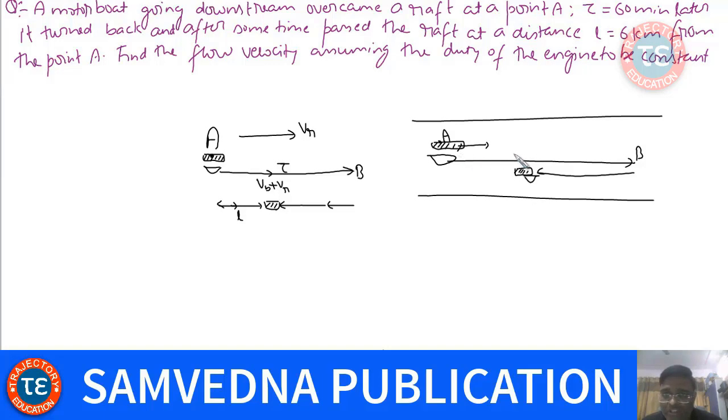While the boat moves in this direction, its velocity will be VB plus VR. While the boat moves in the opposite direction, its velocity is going to be VB minus VR. And the velocity of the raft will be VR. The raft will inherit the velocity of the river and will move with the velocity of the river. This distance is given to you, this is L. So suppose while it returns, it moves for time T, from B to this point called C. Suppose the boat moves to this distance when it meets the raft.